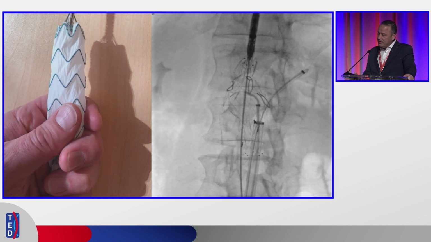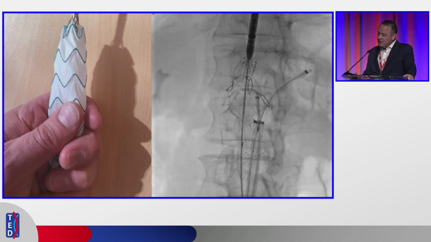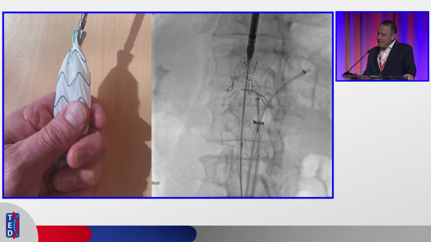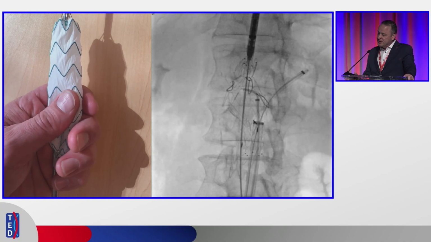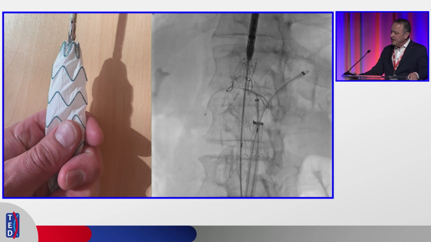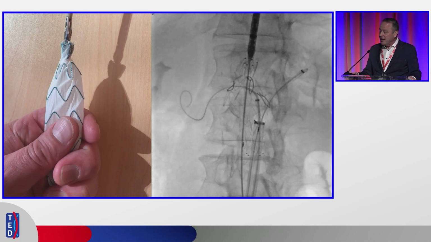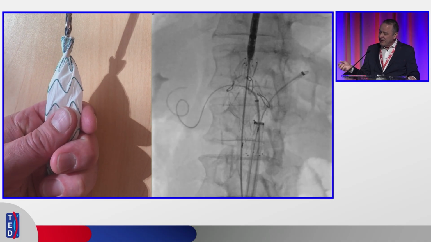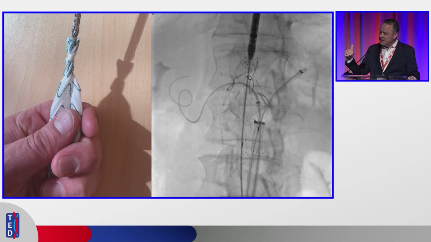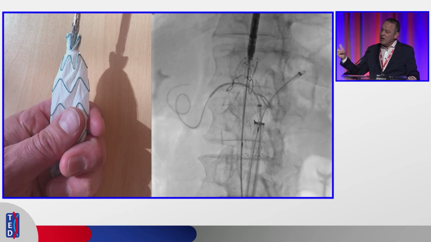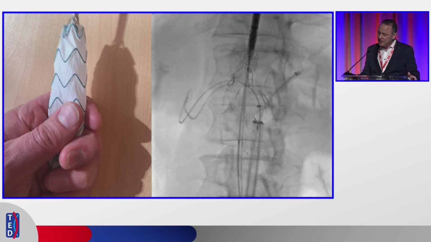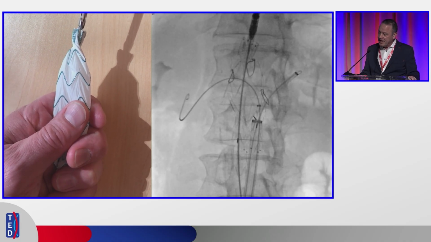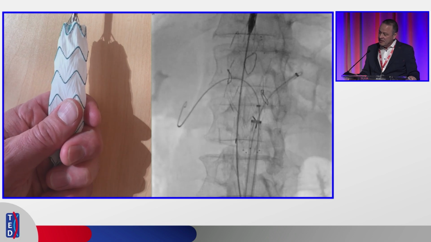So the wire goes, you gotta speed this up. It goes out through the fenestration here and then into the target vessel. More importantly, after we place that sheath into position, you can see us unwind the graft back into position. This is a very strong feature of this graft.